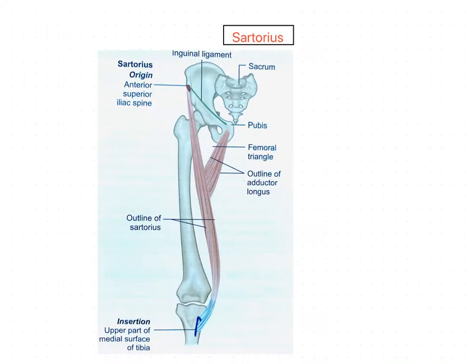First we will see the sartorius muscle. So here this is the sartorius muscle. The sartorius is called Tailor's muscle. Sartor means tailor. It is a long, narrow, ribbon-like muscle. It runs downwards and medially across the front of the thigh. It is the longest muscle in the body.